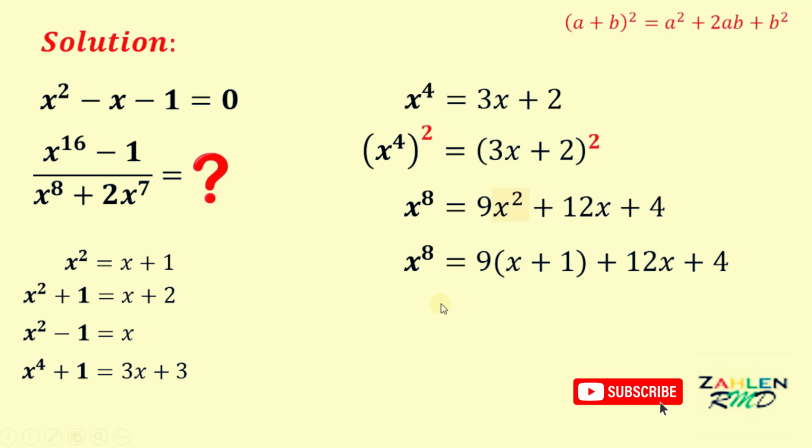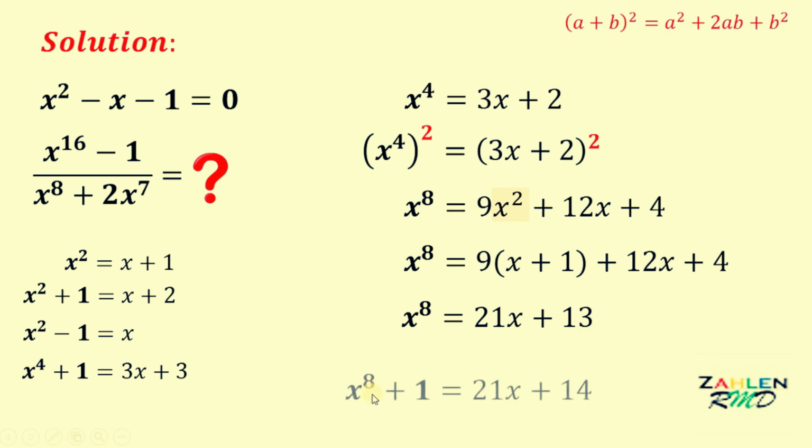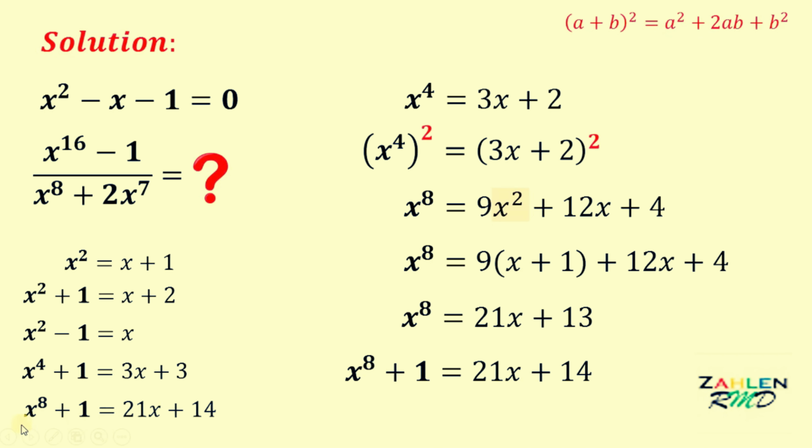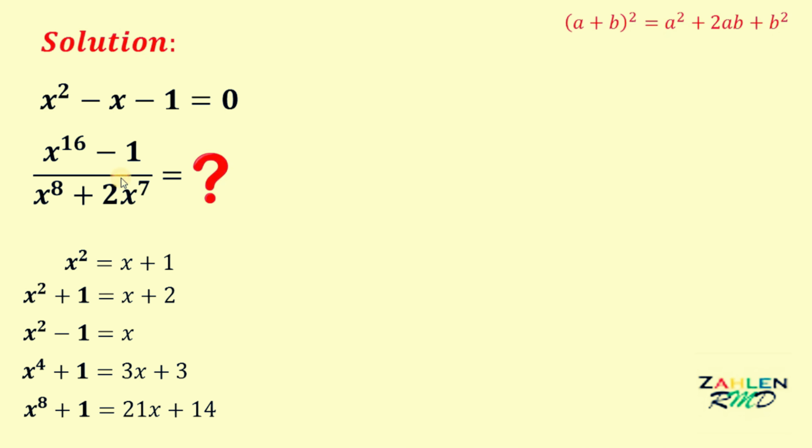Now, let's combine similar terms. We have 9x plus 12x, which gives us 21x. 9 times 1 is 9, plus 4 gives us 13. Next, add 1 on both sides and we get that x raised to 8 plus 1 equals 21x plus 14. Keep in mind that x raised to 8 plus 1 equals 21x plus 14. Using these values, we can now evaluate this expression.